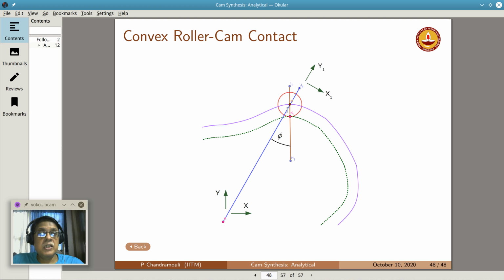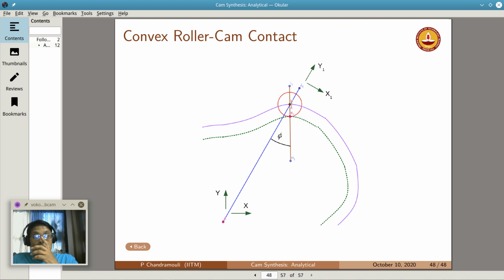The purple one is the pitch curve. The trace point is out here. You can see H is the trace point. I've drawn a roller of the radius, which in our case we have taken to be 5 millimeters. So we draw that circle, and what you notice, of course, is this is the radial line. This is the axis of translation for a radial follower, and this brown line is basically the normal that is drawn to the pitch curve.